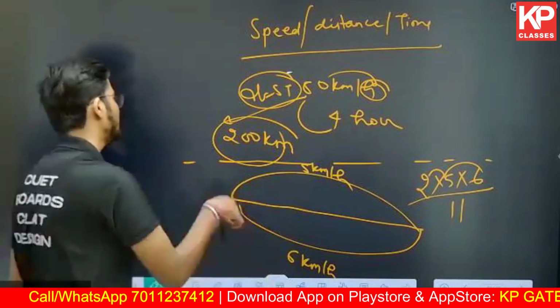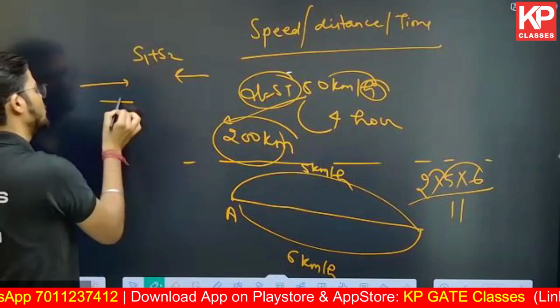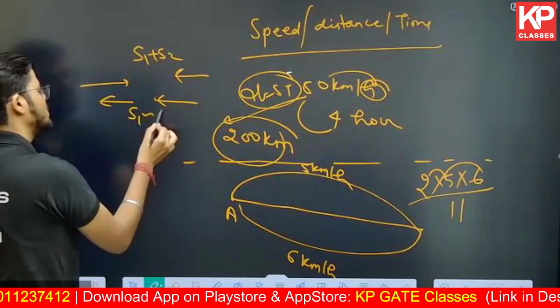And the same goes with relative speed. When the persons are going in opposite directions, the relative speed will be s1 plus s2.